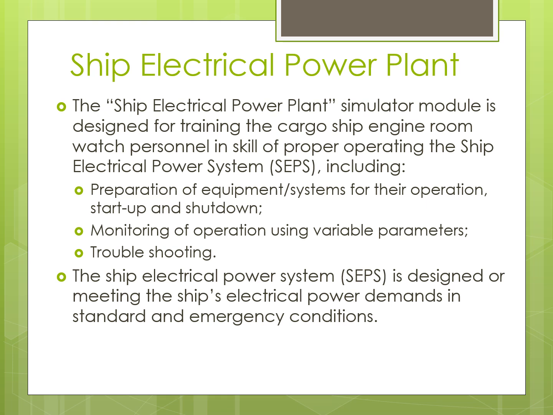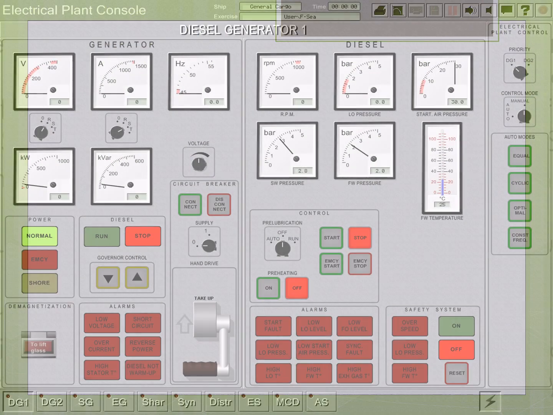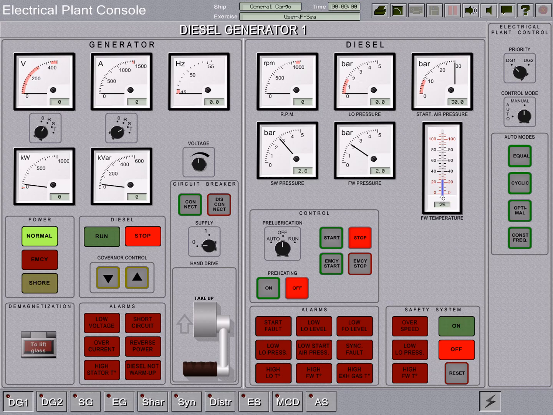watch personnel in skill of proper operating the ship electrical power system, SEPS, including preparation of equipment or systems for their operation, startup and shutdown, monitoring of operation using variable parameters, troubleshooting. The ship electrical power system is designed for meeting the ship's electrical power demands in standard and emergency conditions. SEPS Control Panel, DG1 page.